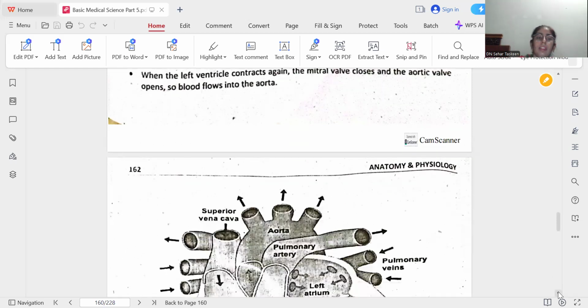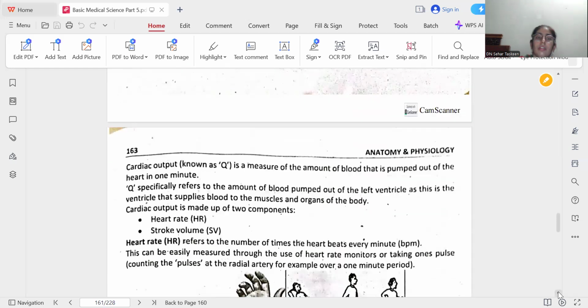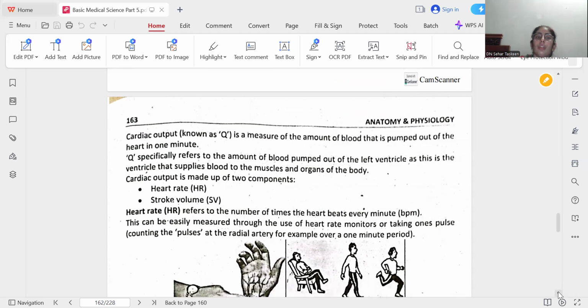Let's move ahead and look at cardiac output, heart rate, and stroke volume (SV). Cardiac output, denoted by Q, is a measure of the amount of blood that is pumped out of the heart in 1 minute. Q specifically refers to the amount of blood pumped out of the left ventricle, as this is the ventricle that supplies blood to the muscles and organs of the body.